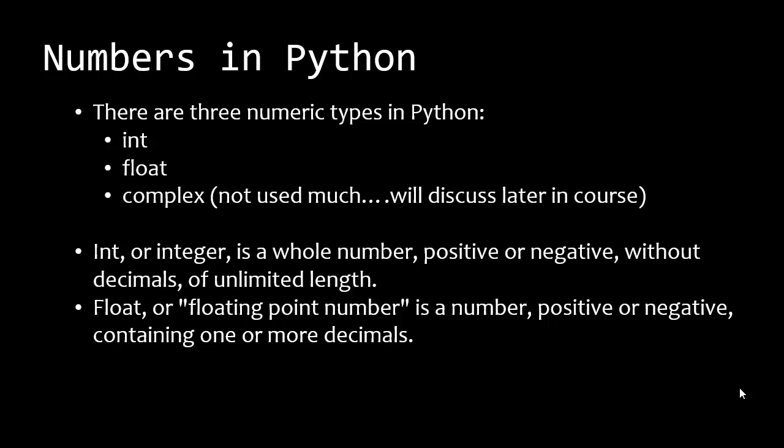Again, there's no such thing as decimal like you may have had in other languages. In this case, it's float. That will be our decimal that we actually deal with. An integer is a whole number, positive or negative, without decimals, of unlimited length. A float, or floating point number, is a number, positive or negative, containing one or more decimals. That's how it works, okay? So we'll use float for just about everything involving decimals, like money.